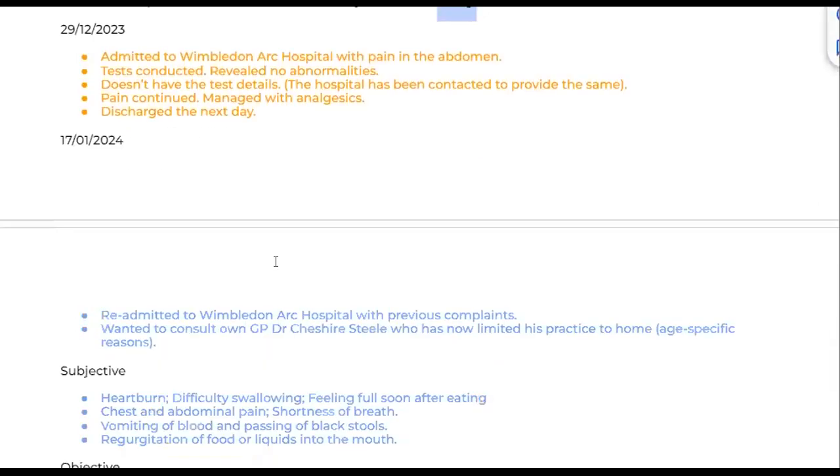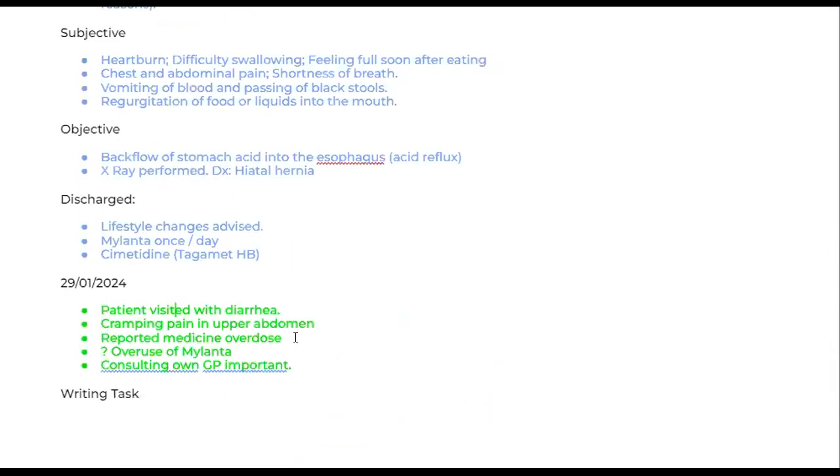Okay, one second. Can I see this part? Patient visited with diarrhea. Cramping pain in upper abdomen. Reported medicine overdose of Mylanta. Consulting GP. Okay, it was just diarrhea. It's fine. He is not going to die soon, so no problem. Just diarrhea only, so it's not an emergency letter.